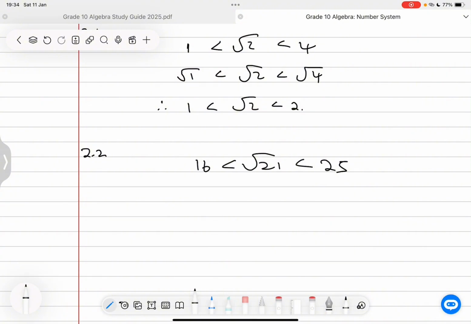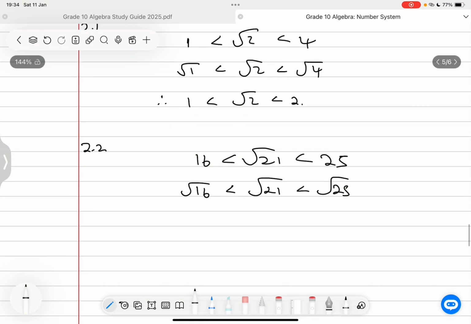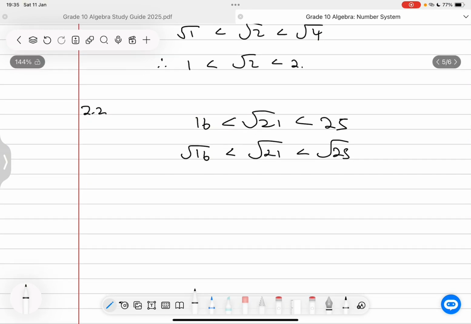The second step is for us to put the square root, because we are dealing with a square root here. Remember, we were given the square root of 21, so that's why we have to put square roots on this side. So this would be the root of 16, which is 4, is less than the root of 21, is less than the root of 25, which is 5.